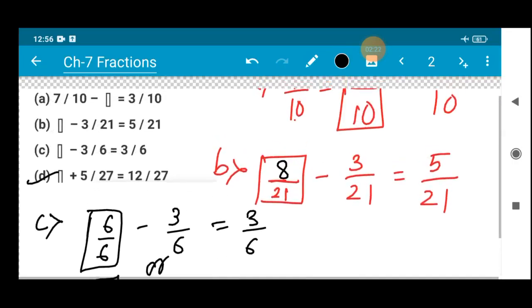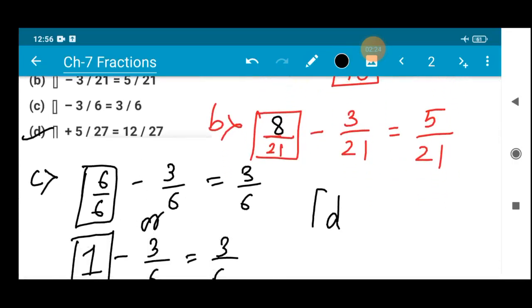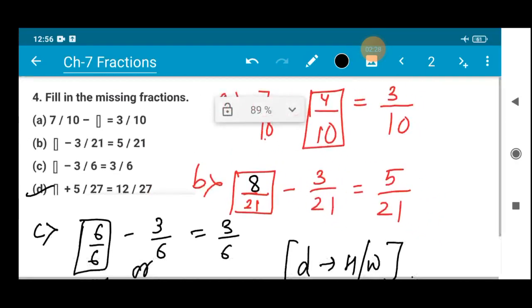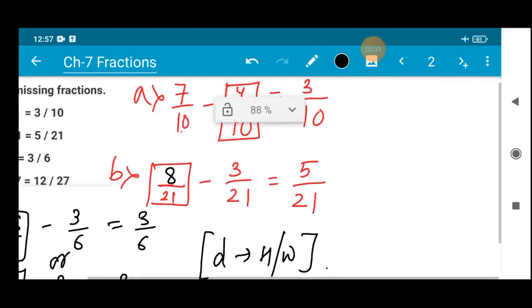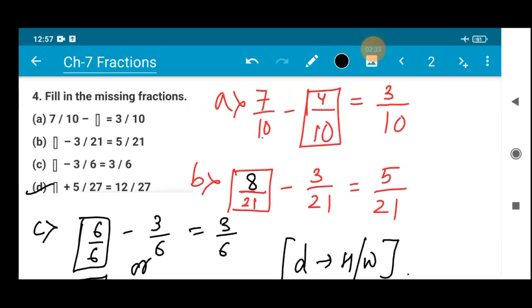Alright, so I hope you people have understood this. So number D, I request you all to do this as a home assignment. Okay, I hope you people have understood. The sum is very easy. Okay, so I hope the concept is clear.